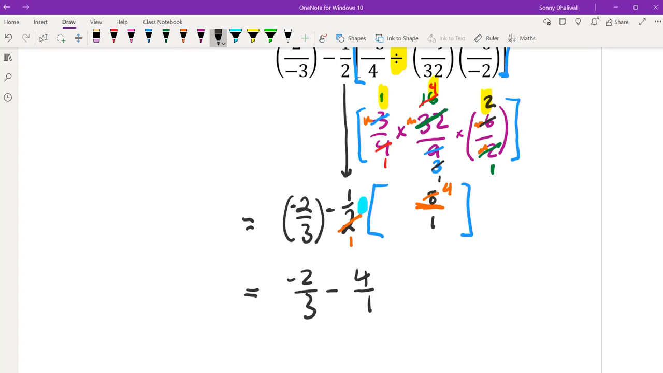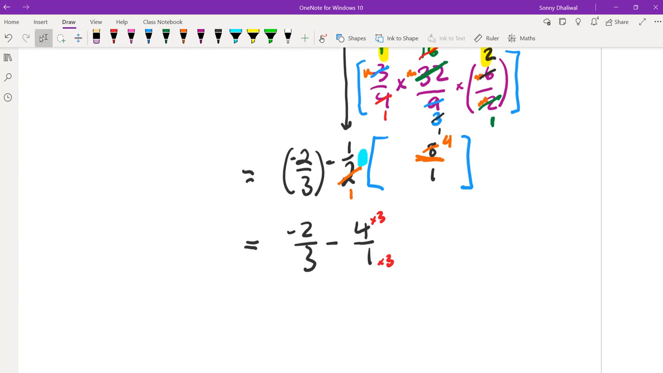What do we do next? Find the common denominator. What would the common denominator be? 3. You could say 6, but 3 is a smaller number. So times this one by 3, and we don't have to change the other one. So that's negative 2/3 minus 12 over 3.